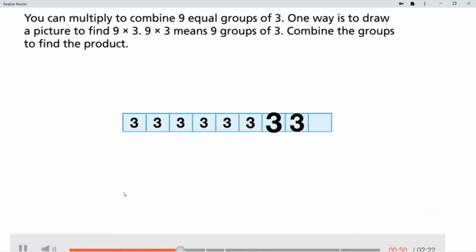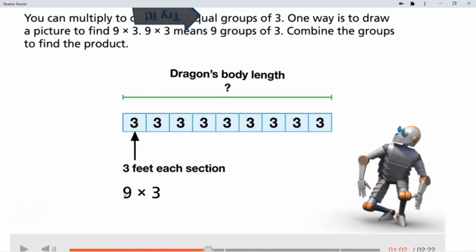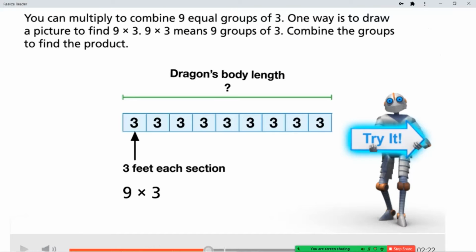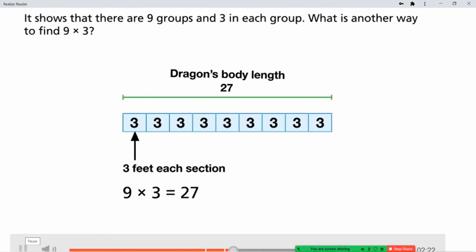One way is to draw a picture to find 9 times 3. 9 times 3 means 9 groups of 3. Combine the groups to find the product. The dragon's body is 27 feet long. How does the bar diagram show the multiplication problem? It shows that there are 9 groups and 3 in each group.